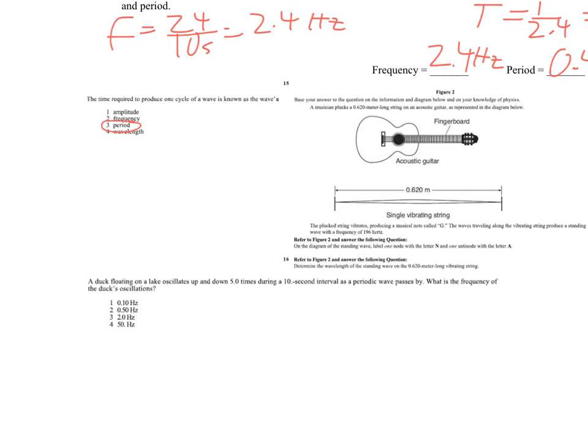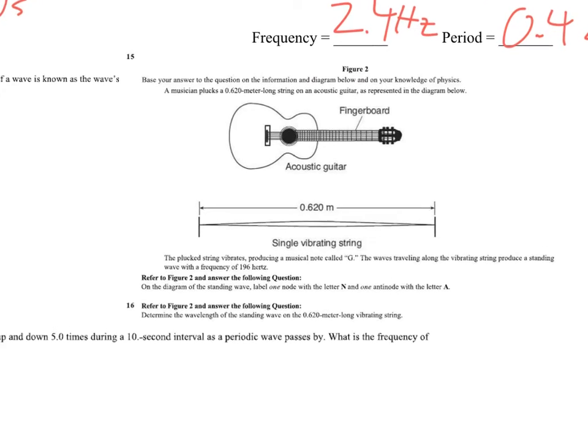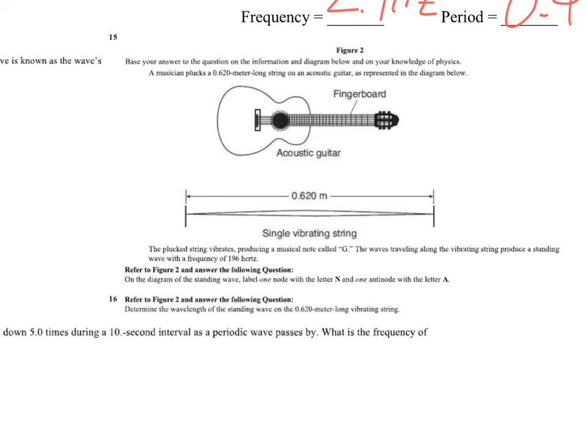Now if we look at the next one here, let's see, there's a lot to this question. It says, base your answer to the questions on the diagram and your knowledge of physics. A musician plucks a 0.62 meter long string on an acoustic guitar, and it vibrates with a frequency of 1.96 hertz. On the diagram below, label 1 node and 1 antinode. So the nodes are here, the parts that don't move. So there's a node, and the antinode is right here.